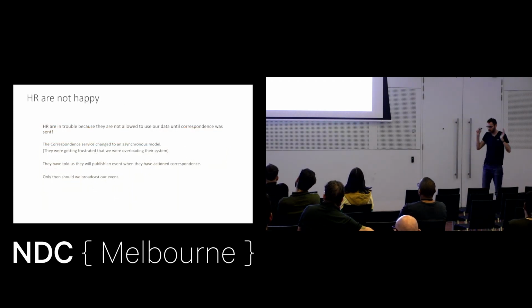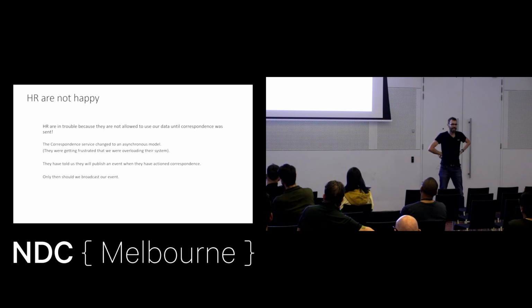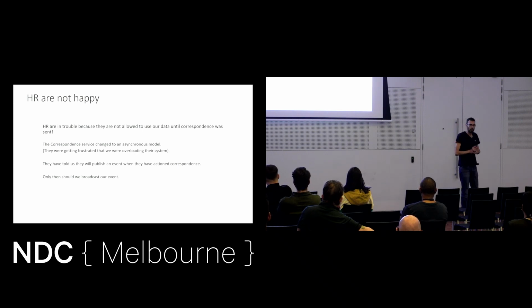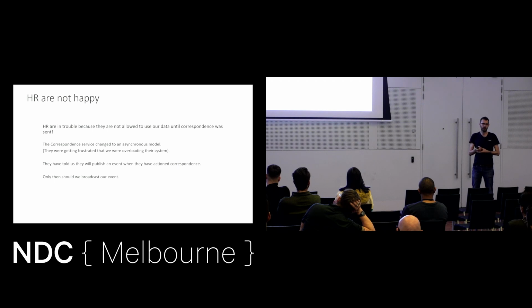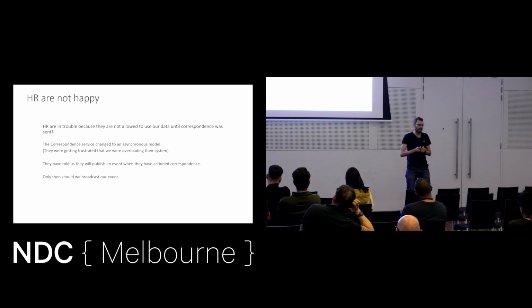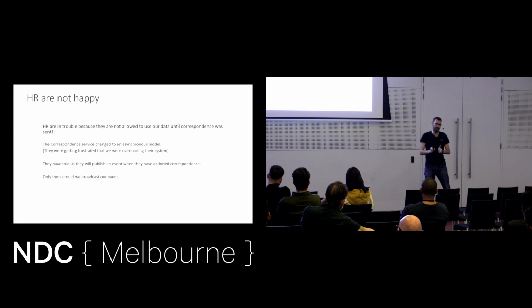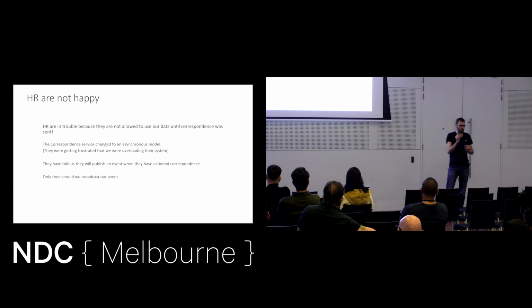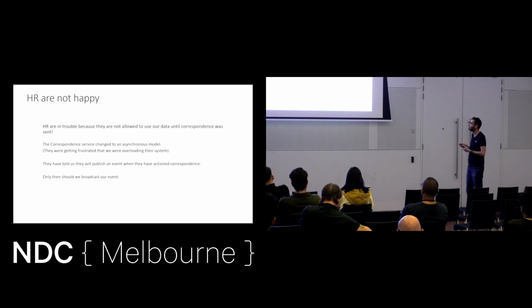All right, so HR are not happy, unfortunately, because it turns out that the correspondence service didn't like the load we were putting on, and started sending emails in an asynchronous fashion. Previously, we sent an email and we didn't hear back until it was delivered. HR have been told they're not allowed to use the data until that email has definitely been sent. But now that is asynchronous, so it's not sent when we ask it. Instead, the correspondence people have said that they will raise an event from their system when they finally send that email. And only then should we broadcast our information out that the correspondence well-being service has finished.